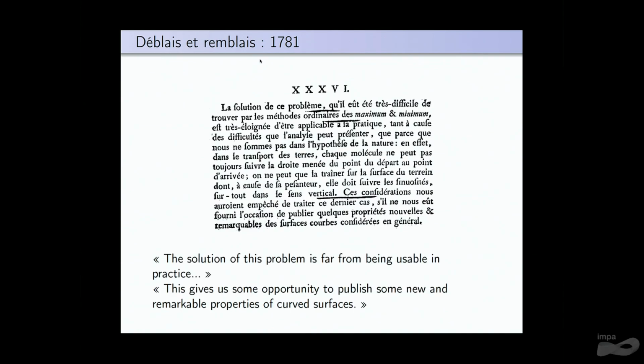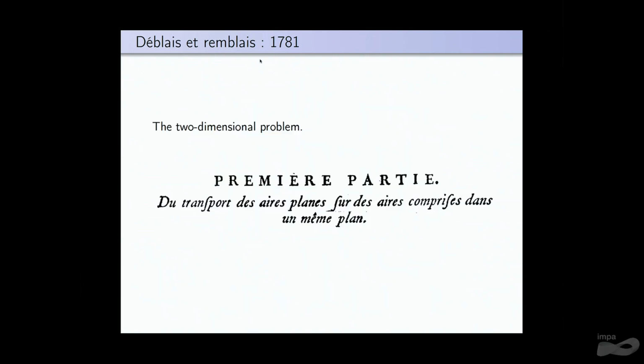At the end of the paper, it's a long paper, he claims that the solution of this problem is far from being usable in practice. So he's very honest. He builds a long paper, and at the end of the paper he says, well, my solution is not usable. But this gives us some opportunity to publish some new and remarkable properties of curved surfaces. So once again, he is interested by applications, but these applications led him to pure mathematics. He's happy with that, and he's honest enough to mention that. So let's go to the problem.